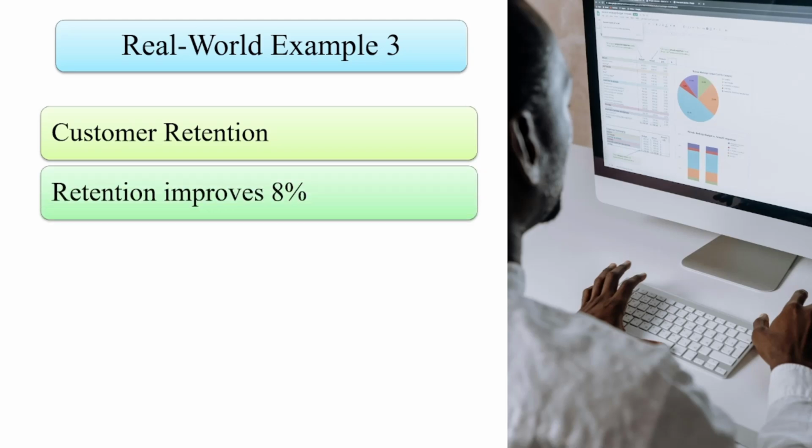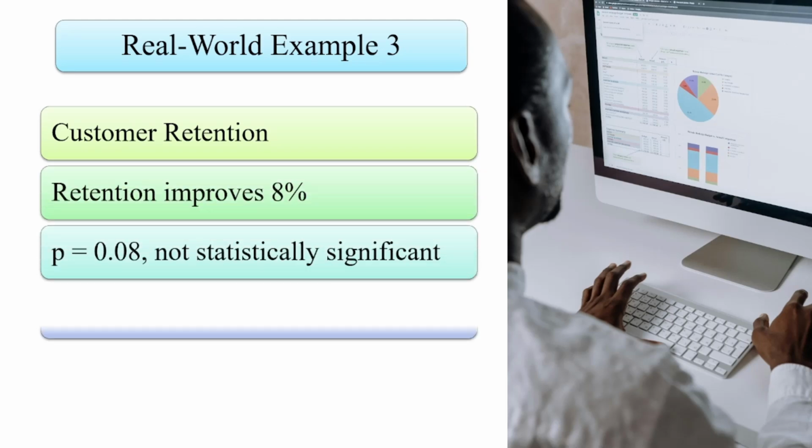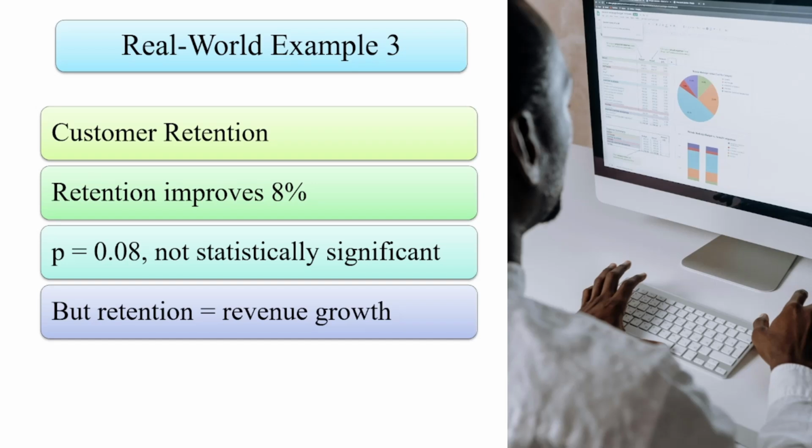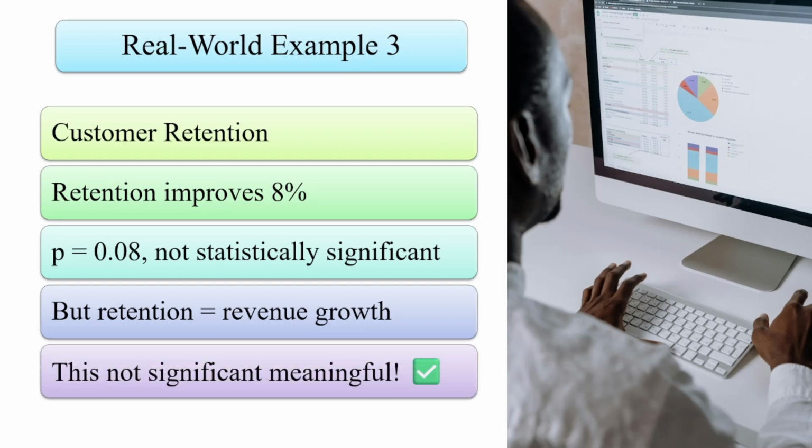Here's another case: customer retention. Retention goes up by 8%, but the p-value is 0.08, not statistically significant. So technically, we fail to reject the null hypothesis. But an 8% increase in retention means real customers, real loyalty, and real revenue. Just because it's not statistically significant doesn't mean it's not valuable. In business, meaningful improvement beats perfect p-values.